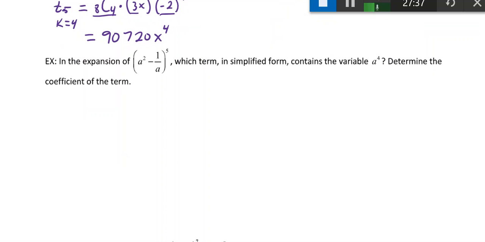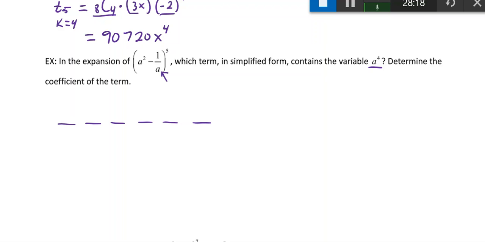Okay, in the expansion of this one now, so this one has a fraction, right? It says, which term in simplified form contains the variable a to the 4? Determine the coefficient of the term. All right, so this one will be the same thing, but the only reason it can be a little bit tricky is because I need to figure out what is going to get me to a to the 4. So just to get started, let's write down some blanks so I can maybe piece this together. Well, it's the power of 5, so there's got to be 6 terms. So I'm going to write down 6 blanks.